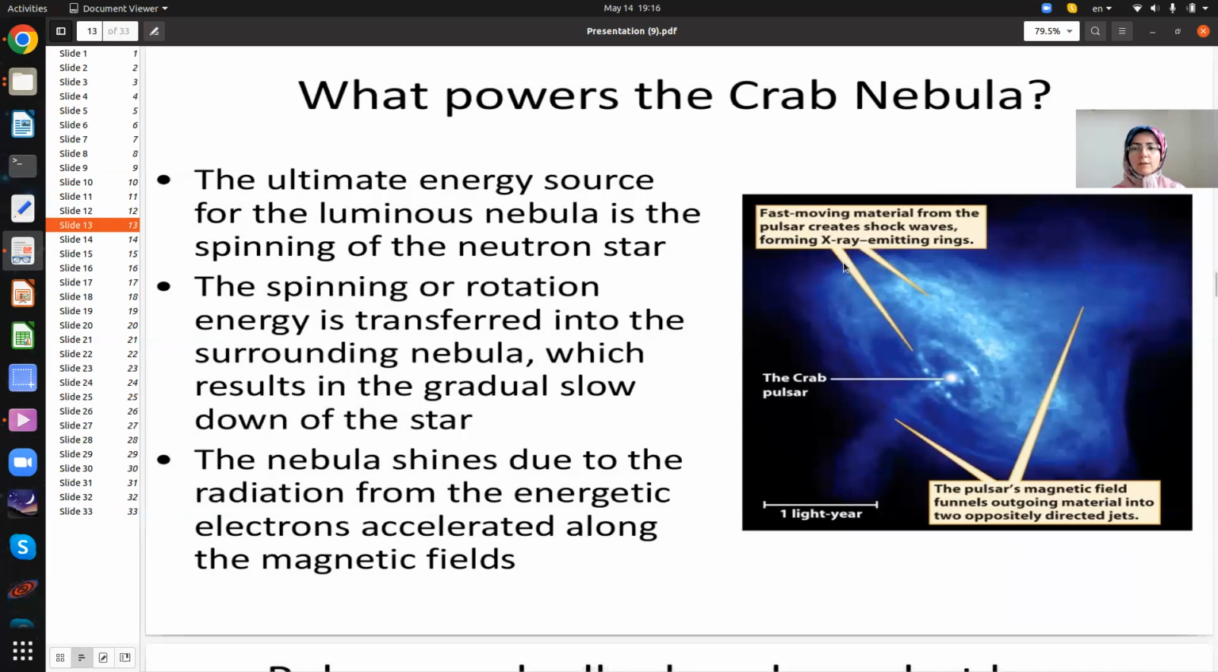And you see here the fast-moving material from the pulsar creates shock waves, forming X-ray emitting rings. This is the Crab pulsar in one light year. And the pulsar's magnetic field funnels outgoing material into two opposite-direction jets.